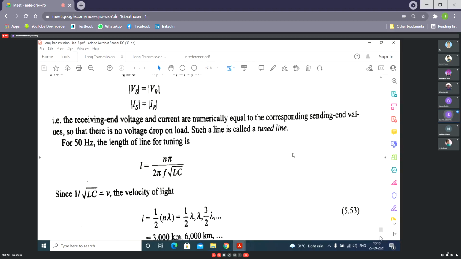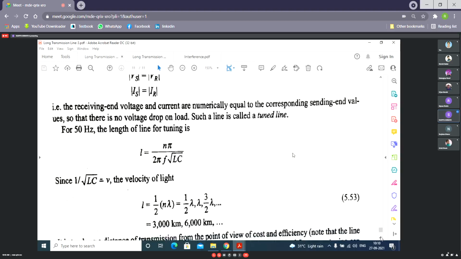And you will get for different values of n. For n equal to 1, you will get 3000. For n equal to 2, you will get 6000. N equal to 3, you will get 9000, like that. So the length of the line may be half of the wavelength. It may be equal to the wavelength. It may be equal to 1.5 times the wavelength, like that.